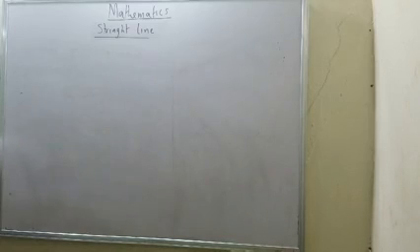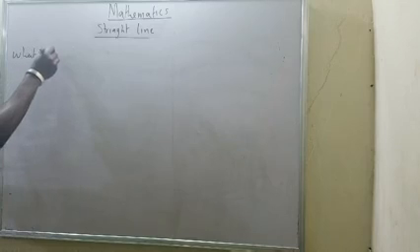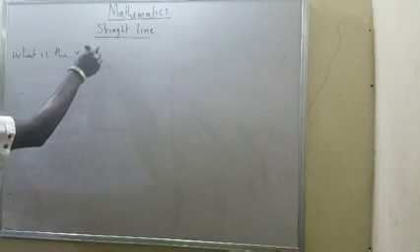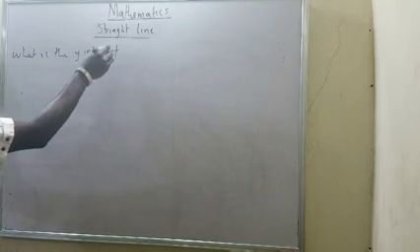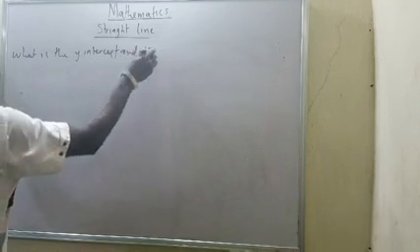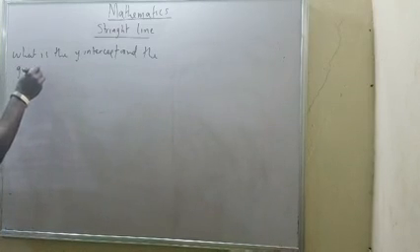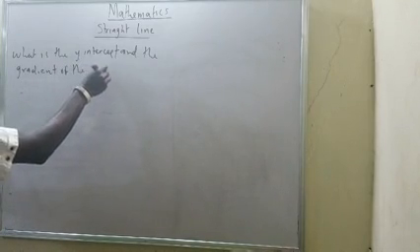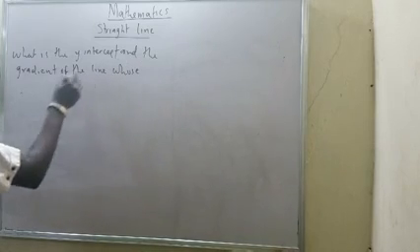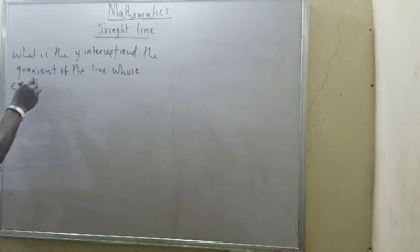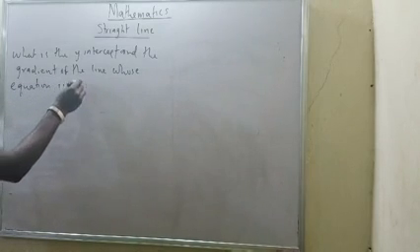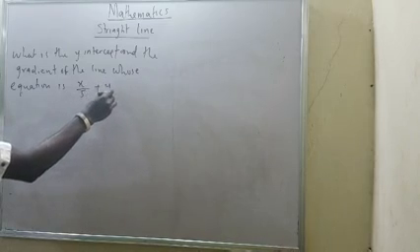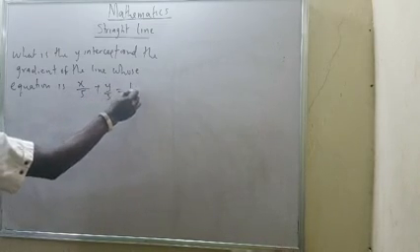Now, I have another question here. Look at this question. What is the y-intercept and the gradient of the line whose equation is x all over 5 plus y all over 3 equals 1 all over 10.